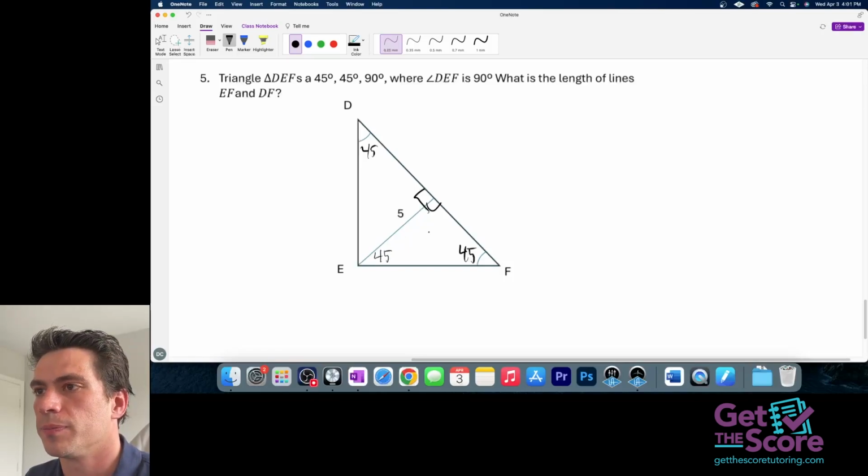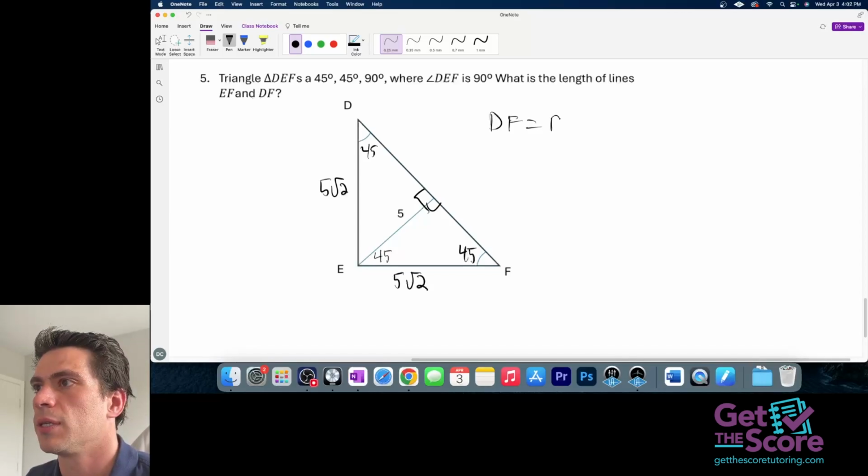Now, for this problem, if this is your 5, then this is going to just be your hypotenuse. So you're going to just add on the root 2 to it. So this is going to be 5 root 2, and this is also going to be 5 root 2. And if you wanted to, you can take that and add another root 2 onto it to get DF.